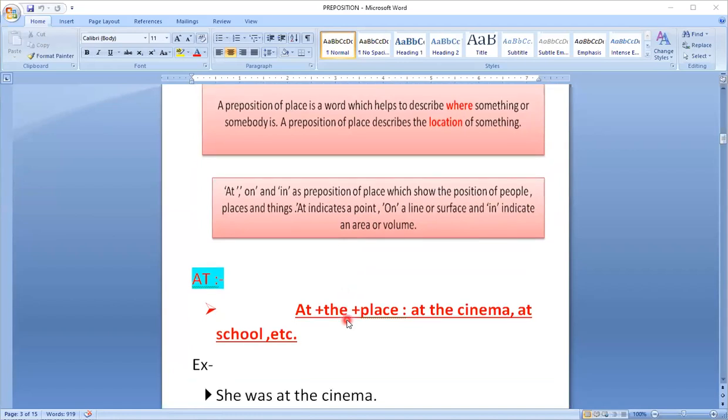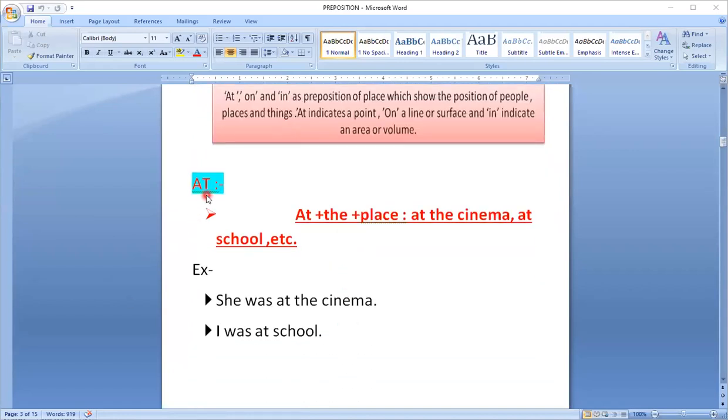So one by one we will discuss. First is the preposition at. So where we use the preposition at, the correct formation is at plus the place, at the cinema. देखो here at, फिर the और cinema, here place the name of cinema, as we use at the school. Okay, जब हम school use करेंगे तो we use at. Okay, so look into the example.